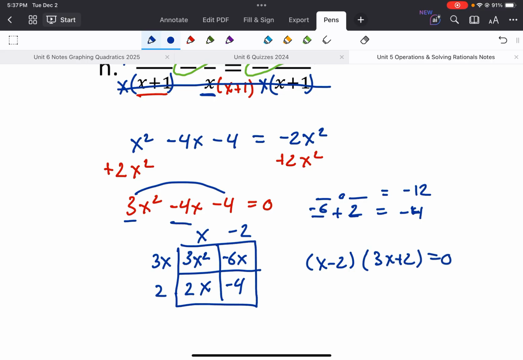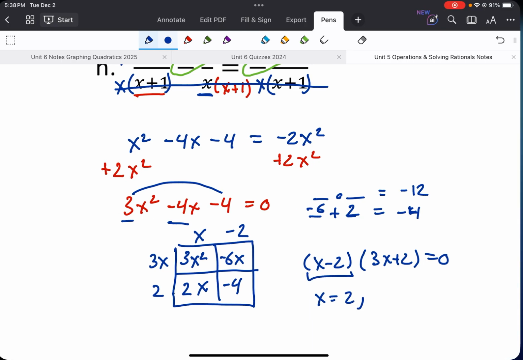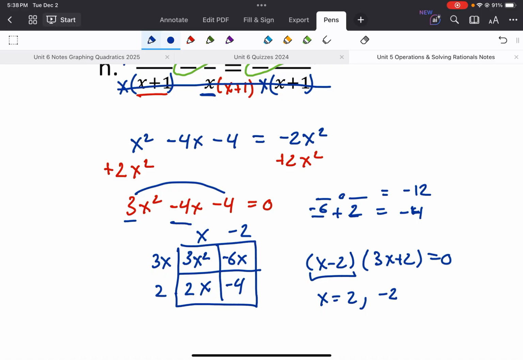So what would make those 0? Well, if x was 2, that would make the first factor 0, and the other would be negative 2/3. Okay, so again, you can do that by subtracting both sides by 2, and then we could divide both sides by 3. Okay, so those are our two solutions.